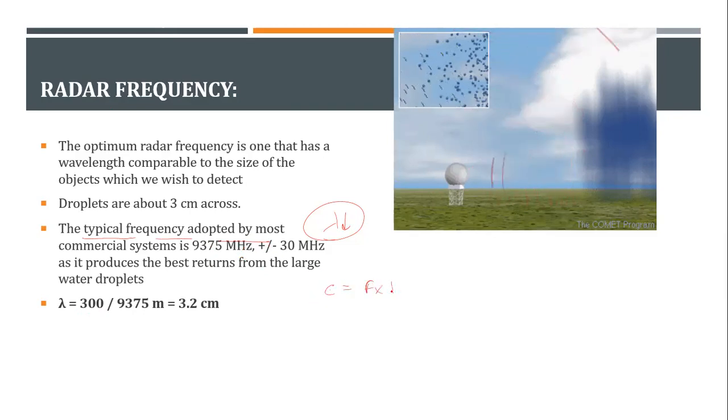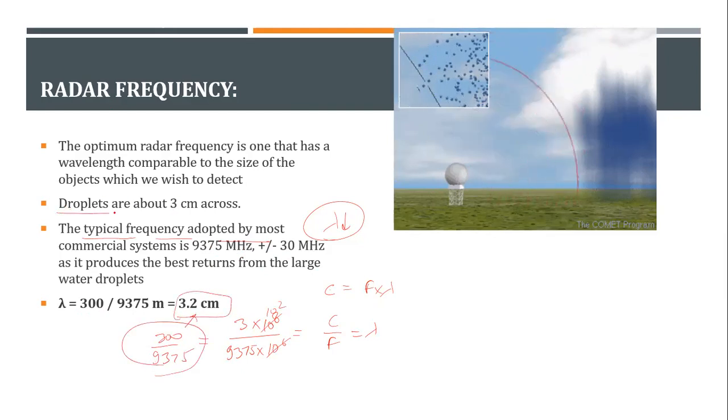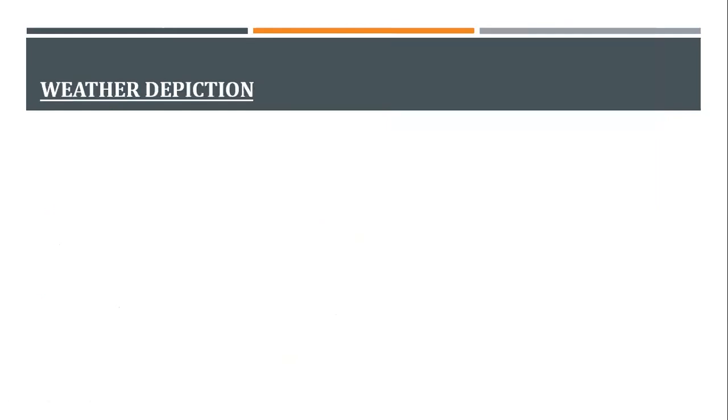C is equal to F times lambda, so C by F is equal to lambda. Now C is 3 into 10 to the power 8. F is 9,375 into 10 to the power 6. This cancels this, we get 10 power 2 here. This is equal to 300 divided by 9,375. If you see, the answer comes to around 3.2 centimeters. And I just told you droplet size is 3 centimeters. So this proves that in order to get the best returns, we need approximately 9,375 megahertz frequency. Okay. Let's come to the weather depiction.